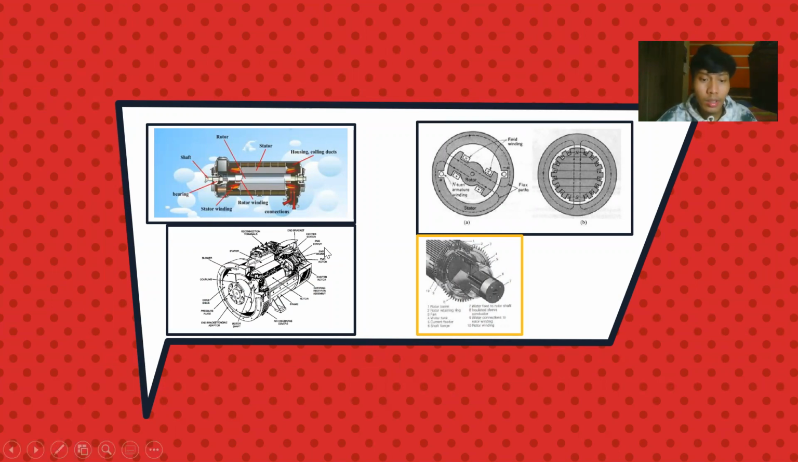And the stator construction: the first is the frame, made of cast iron to support the armature core. The second is the armature core, made of malleable iron. The third is the groove for the winding. The fourth is the armature winding, made of copper, which is placed in the slot.